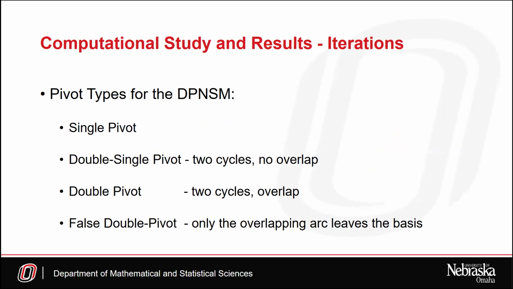A false double pivot is you enter 2 arcs, but only one of them can leave the basis. So therefore, you try to enter 2, you can only enter 1, and only the overlapping one leaves. It's effectively a single pivot with more steps.